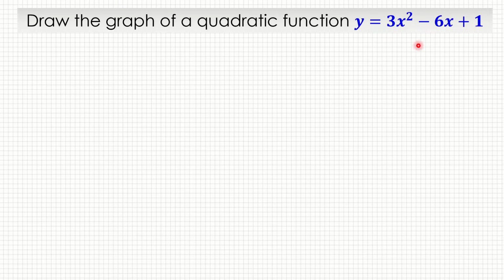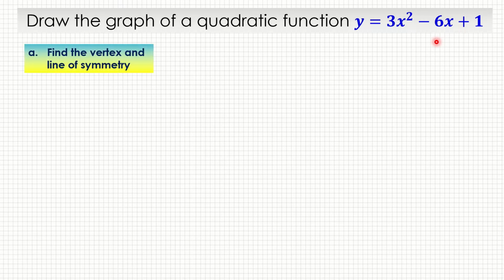So let's begin. Draw the graph of the quadratic function y = 3x² − 6x + 1. While drawing a graph of a given quadratic function, we must remember the first step. The first step is to find the vertex and the line of symmetry. Remember that our vertex is the point (h, k) and the line of symmetry is x = h.